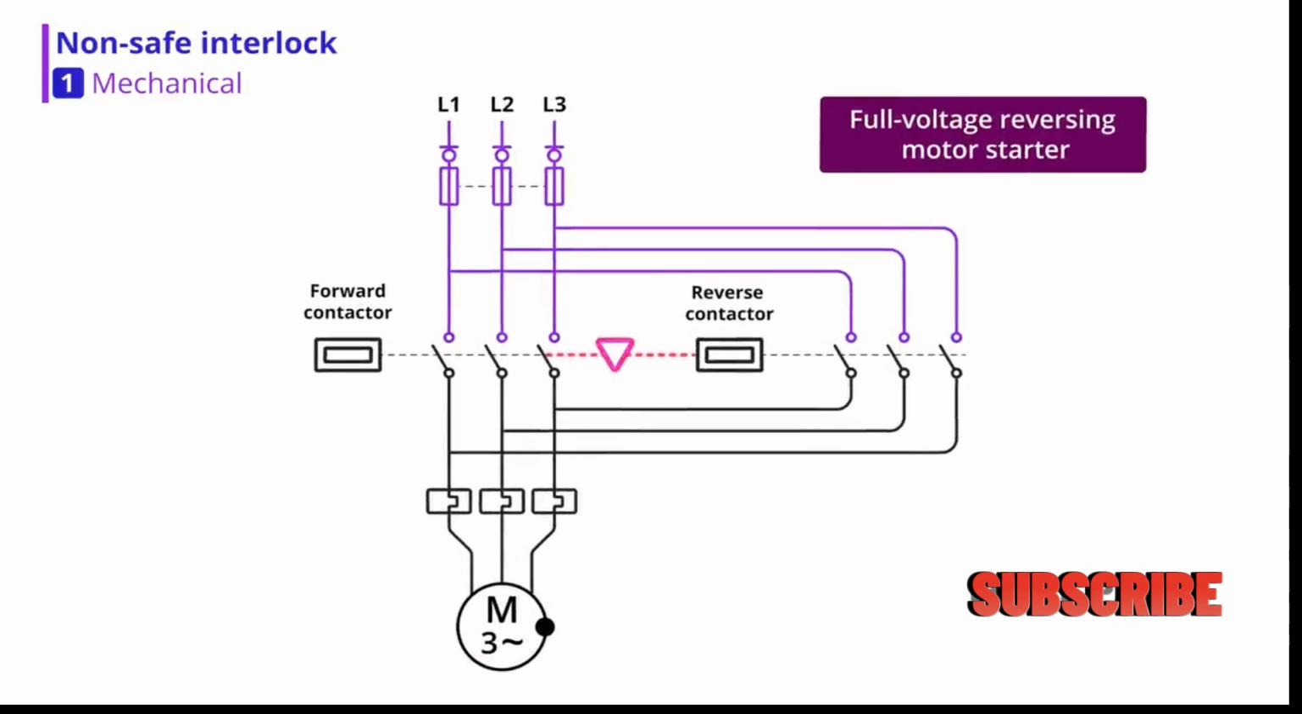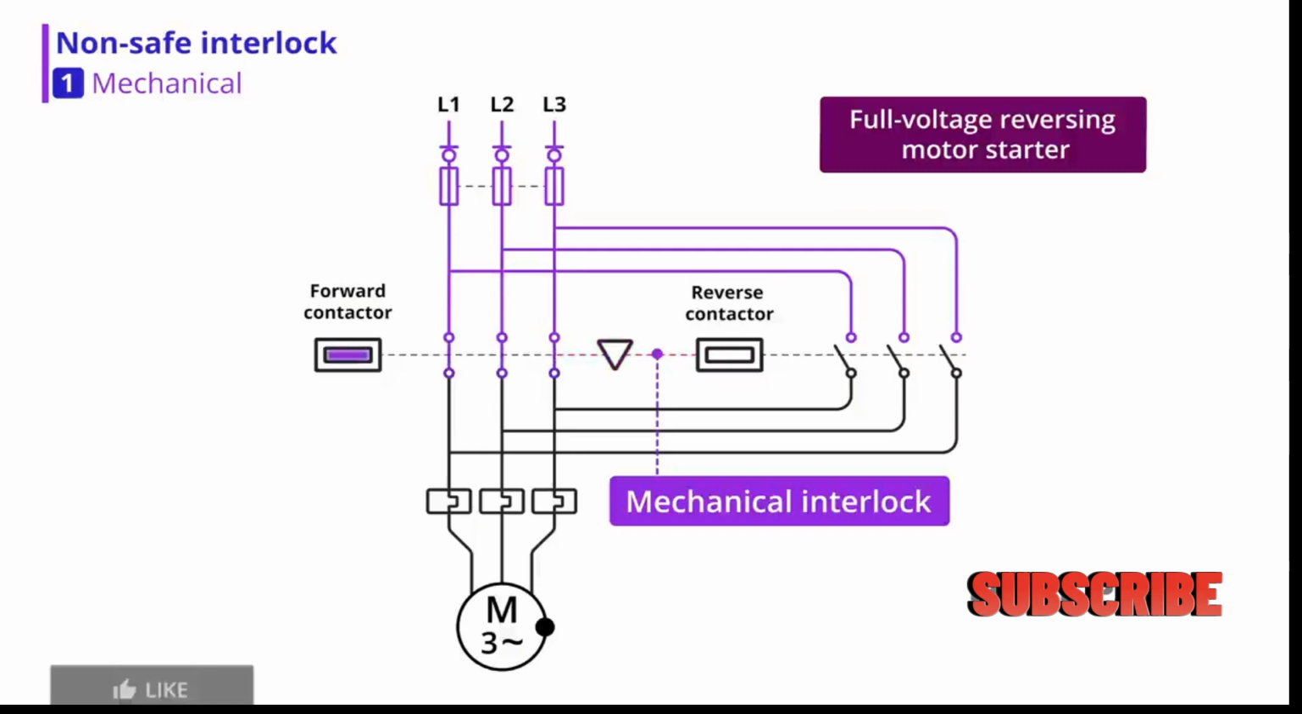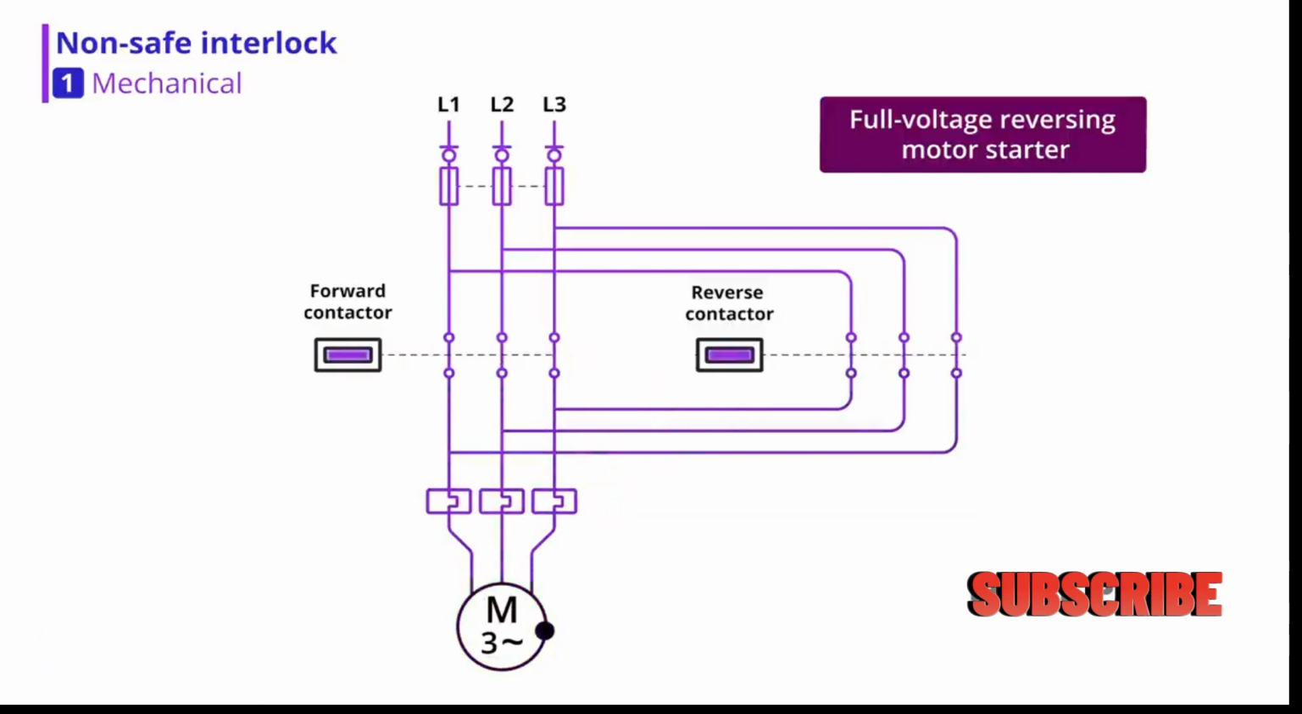The dashed line in between the forward and reverse contact indicates that there is a mechanical interlock. This prevents the motor's forward and reverse contactor coils from energizing at the same time. Energizing both contactor coils at the same time would cause damage to the motor.